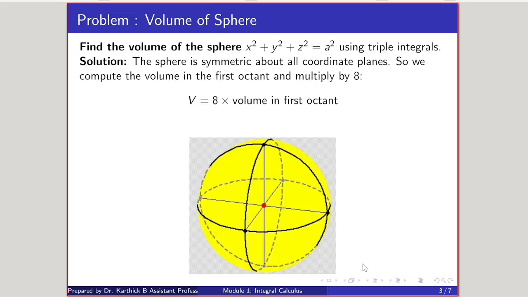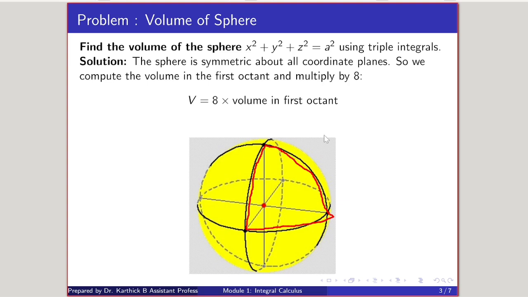we know that a sphere is symmetric about all coordinate planes. So we compute the volume in the first octant. Totally there are 8 octants. If I find the volume in the first octant alone, then if I multiply it by 8, it will be much easier to compute the total volume of the sphere.